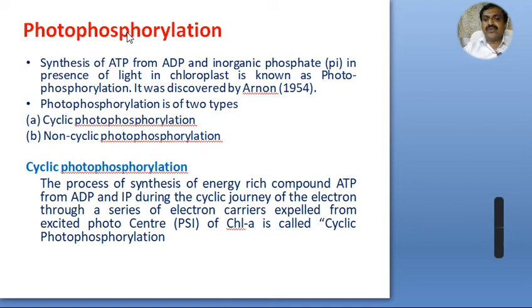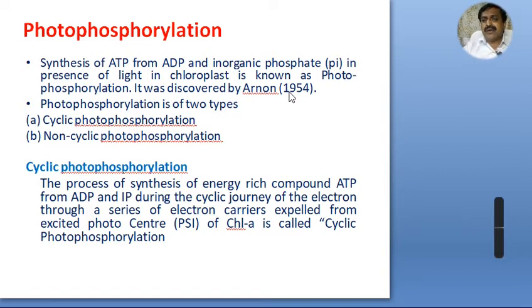Now the next step is photophosphorylation. The name itself indicates: photo, light reaction; phosphorylation, addition of inorganic phosphate to an ADP to form ATP during the light reaction of photosynthesis, is called photophosphorylation. Photophosphorylation is a process of synthesis of ATP from adenosine diphosphate and Pi, inorganic phosphate, during the light reaction. It is known as photophosphorylation and it was discovered by Arnon in the year 1954.